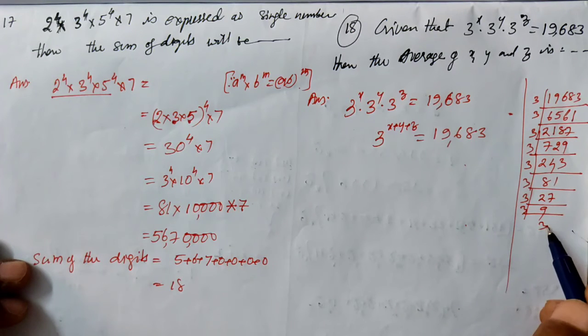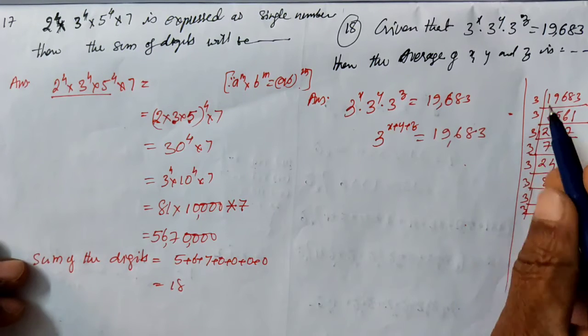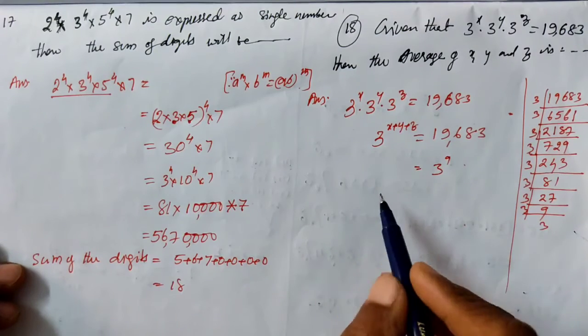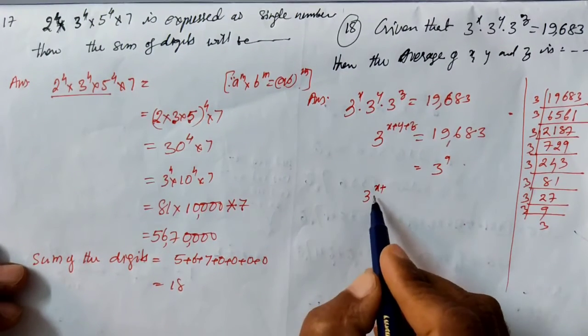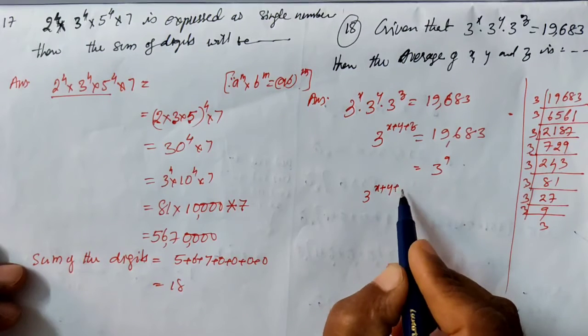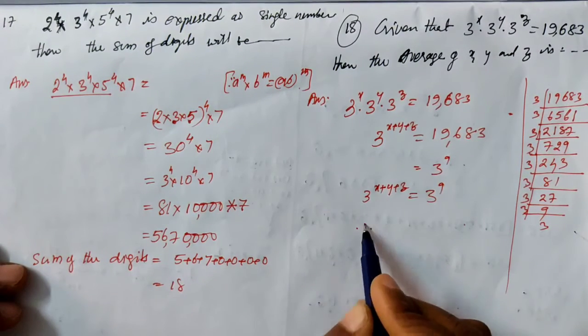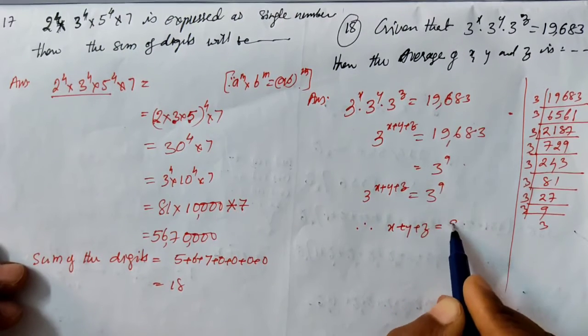So this is 1 2 3 4 5 6 7 8 9. So this can be written as 3 to the power of 9. So from this, 3 to the power of x plus y plus z is equal to 3 to the power of 9. So therefore x plus y plus z is equal to 9.